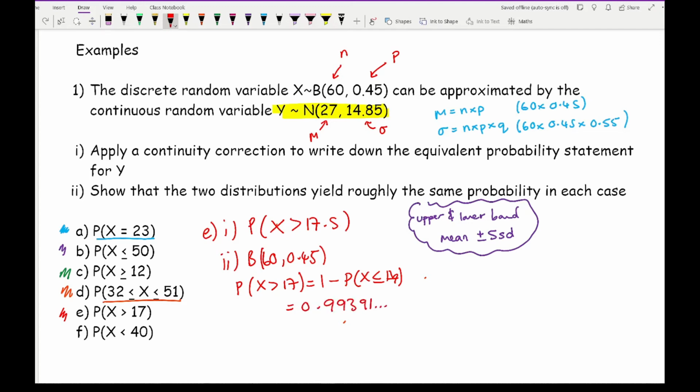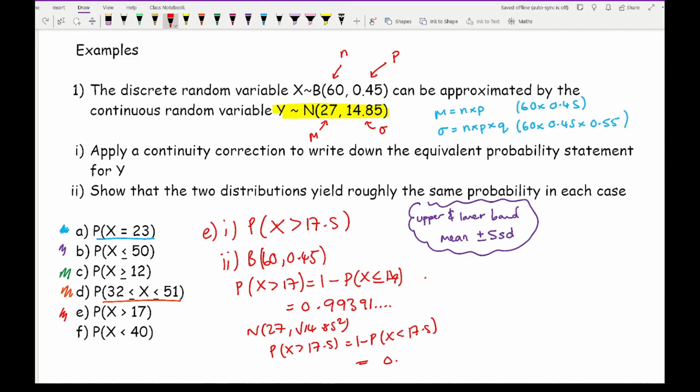0.99391. And then working with a normal distribution of 27 and root 14.85 squared, we're working out the continuity expression. So x is greater than 17.5, which is 1 minus the probability that x is less than 17.5. And working that out, that should give us a value of 0.